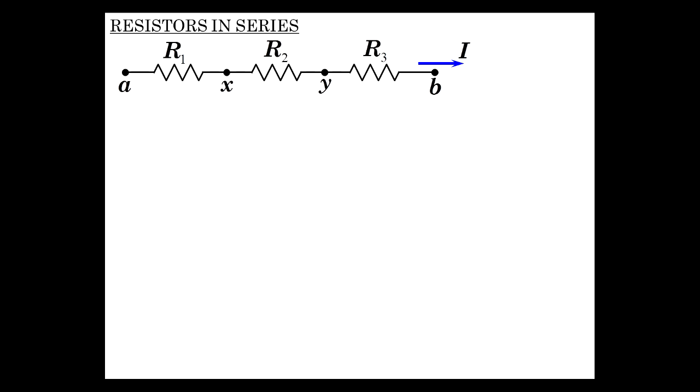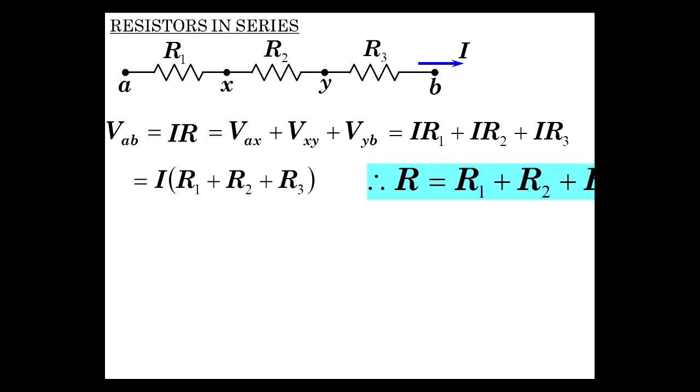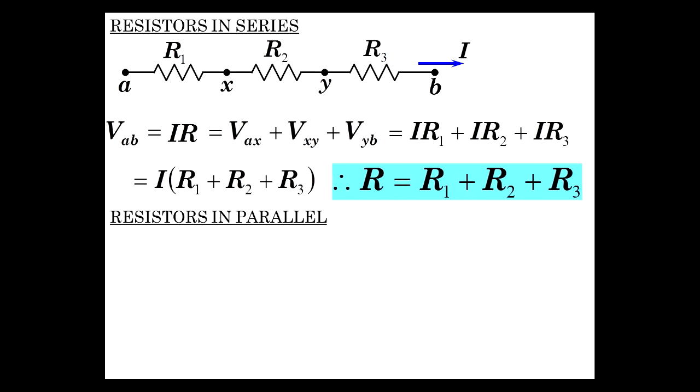So the current. Now VAB, the voltage across there, is the IRs. So I, the current, times all the R. Well, specifically, it's the voltage VAX plus VXY plus VYB, the addition of those three voltages. But that's IR1 plus IR2 plus IR3, which is the same as I times R1 plus R2 plus R3. And we have just defined the total resistance in a series circuit consisting only of resistors.